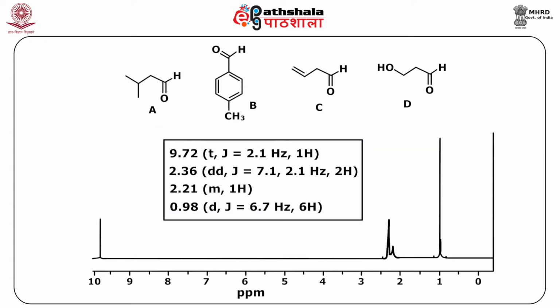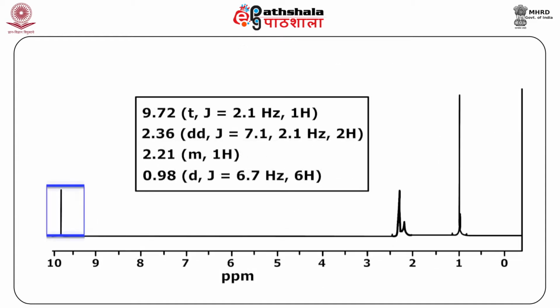How do we primarily explain the given data and correlate it with the given compounds? A peak at 9.72 ppm, which is a very downfield value, is for an aldehydic proton as it is connected to a highly electronegative group. Now, this peak indicates the presence of 2 hydrogens adjacent to this carbon.